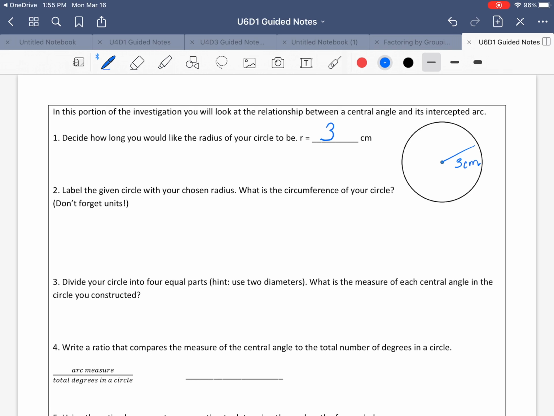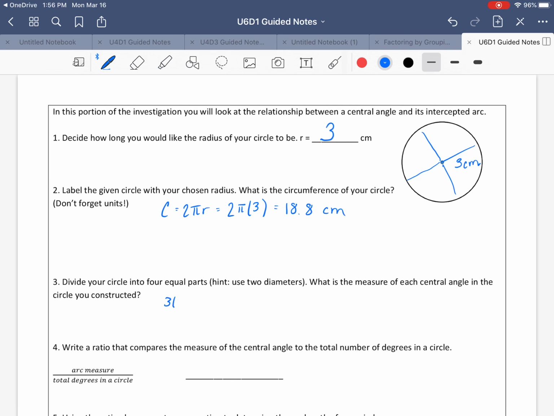Label the given circle with your chosen radius. What is the circumference of your circle? So remember, our circumference equation is 2 pi r. So I plug in my radius, and we end up with our 18. We'll round it to 18.8 for convenience. All right, and we know that the circumference is in centimeters. It says to divide our circle into 4 equal parts, which means I'm going to draw a diameter this way and my diameter this way. Each central angle is what measure?